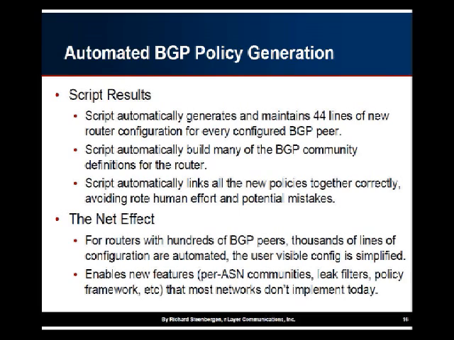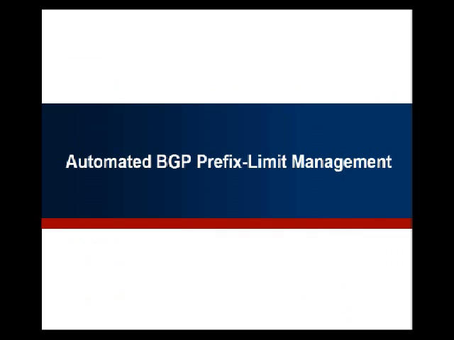And that's actually just the policy. That's not the AS filter. That's probably another 50, 60 lines. So it really creates a good effect where you might have hundreds of BGP peers and your config is greatly reduced. And you can support things like per ASN communities and leak filters and whatnot.